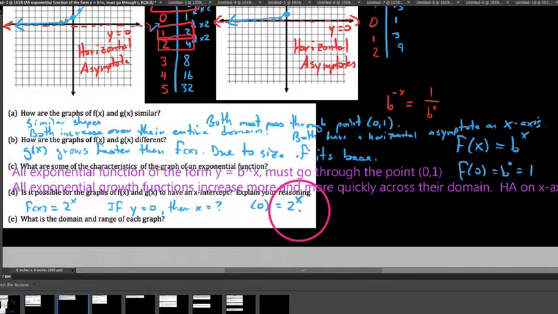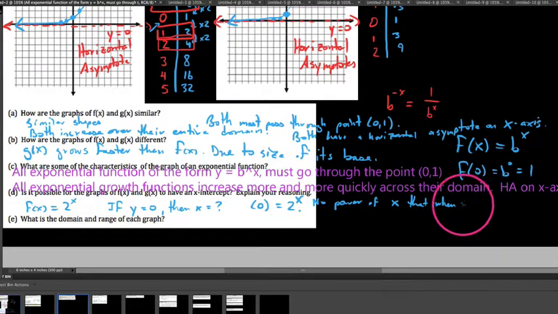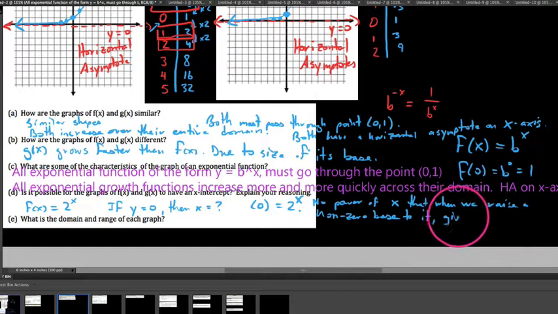So when we say, well, why? Why does this happen? Essentially what we're going to say is there's no power of x that when we raise a non-zero base to it gives us a value of 0. A value of 0. Okay.